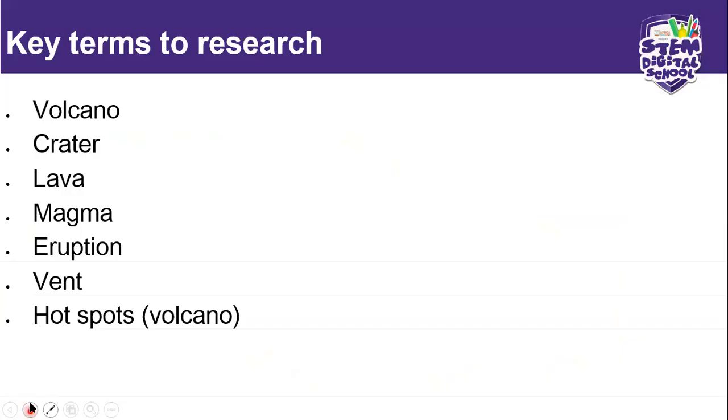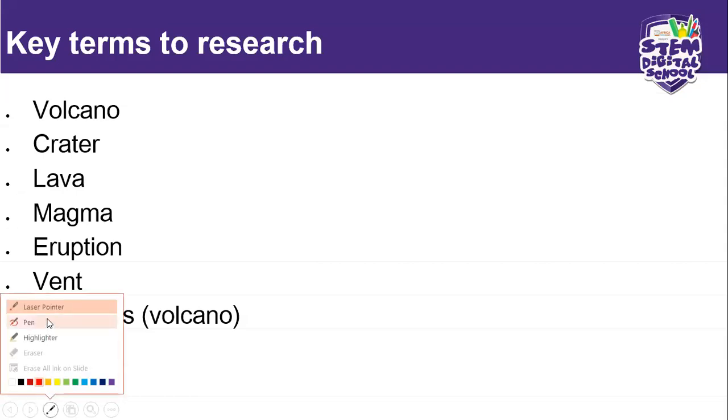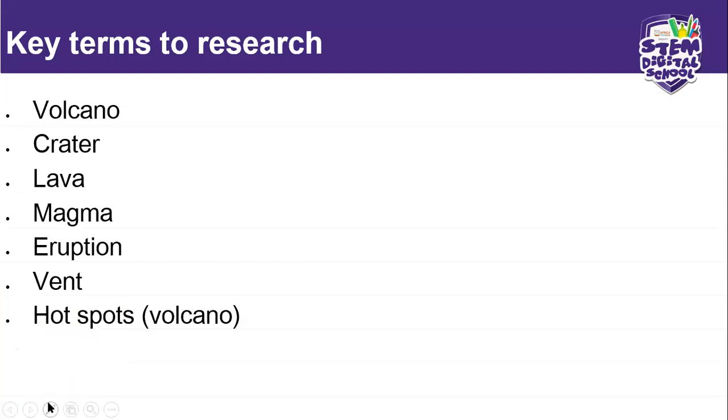Okay, so we are done with our structure of the earth. We looked at tectonic plates, their movement, the structure of the earth, the core, the mantle, the crust. I want you to research on these key terms. Make sure you research on them, find out their meaning, and then we'll go through them tomorrow together.